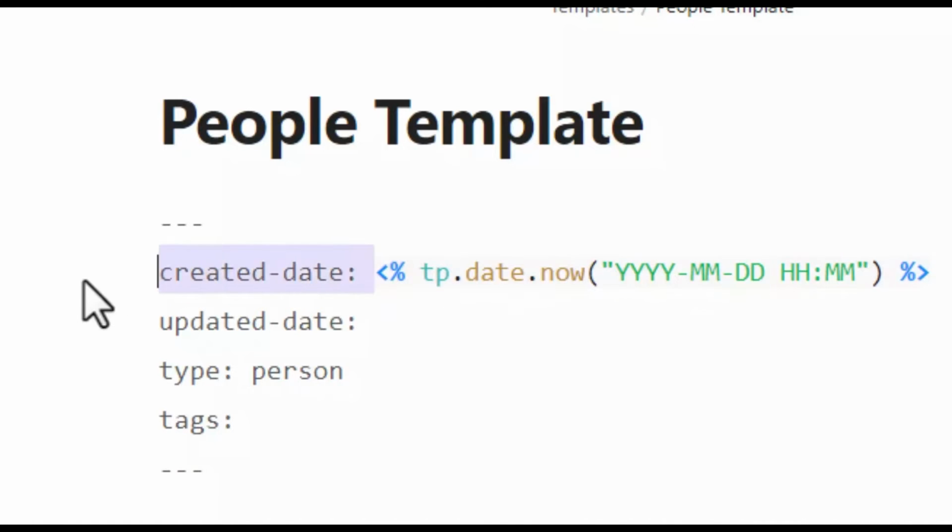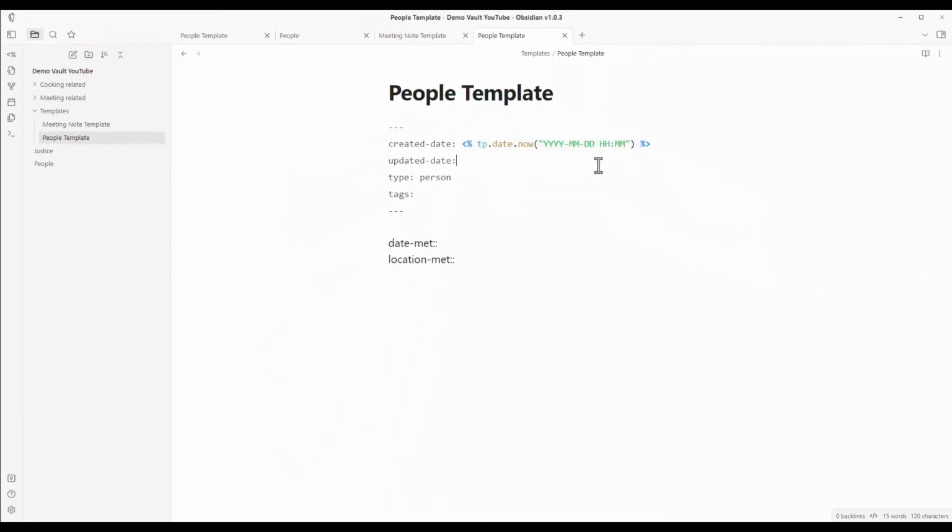This is the code that comes with Templater, and as you can see, it basically just takes the current file's date now at the moment of creation in this format. You're going to have exactly the same thing for the updated date, and when a new person gets created, this gets converted into an actual date. So let's test this bad boy out.